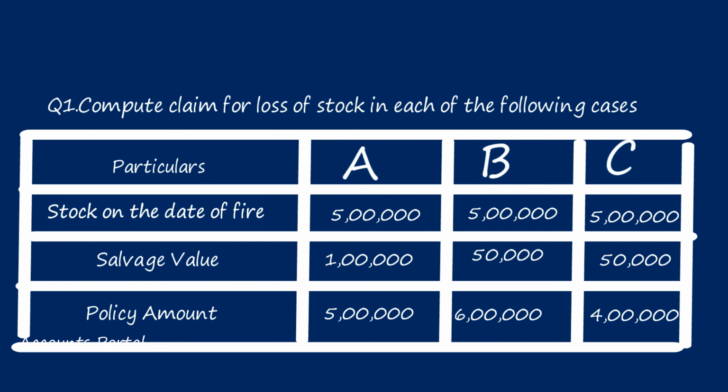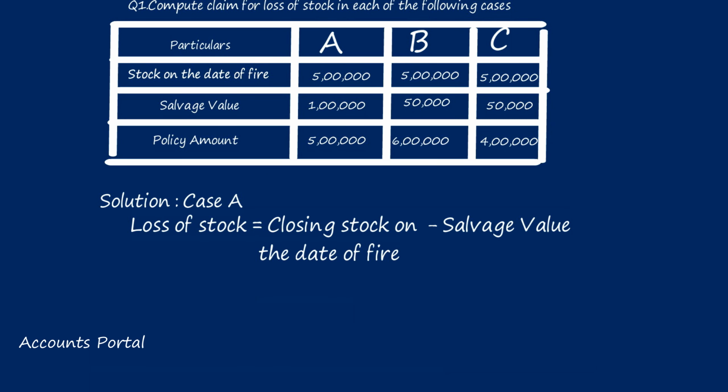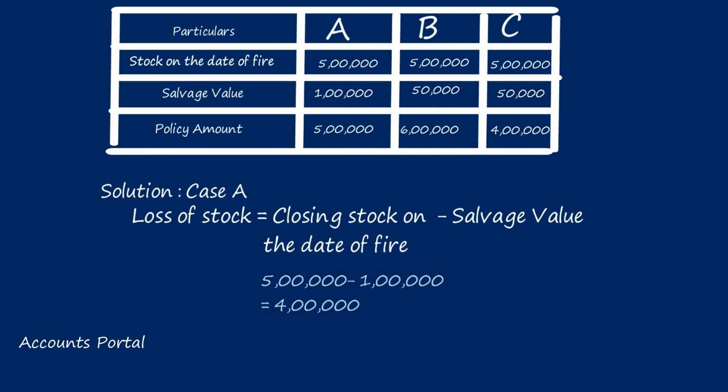Sir, what is the need of finding loss of stock? Insurance is an indemnity contract. We cannot claim more than the actual loss suffered. That is the reason behind finding the loss of stock. Loss of stock equals clothing stock on the date of fire minus salvage value. My dear students, what is the clothing stock on the date of fire? 5 lakhs. Salvage value 1 lakh. 5 lakhs minus 1 lakh equals 4 lakhs. So loss of stock equals 4 lakhs.